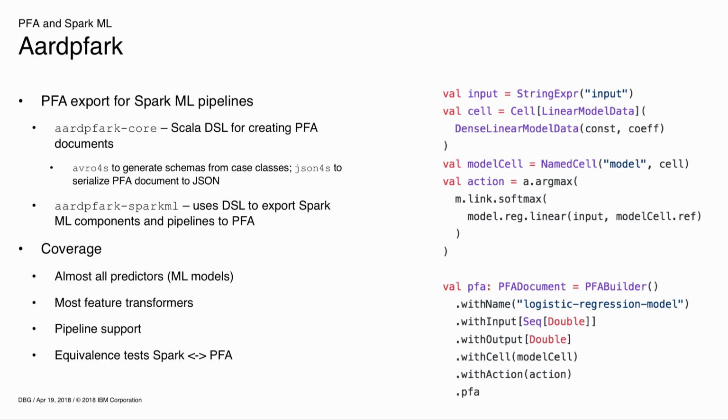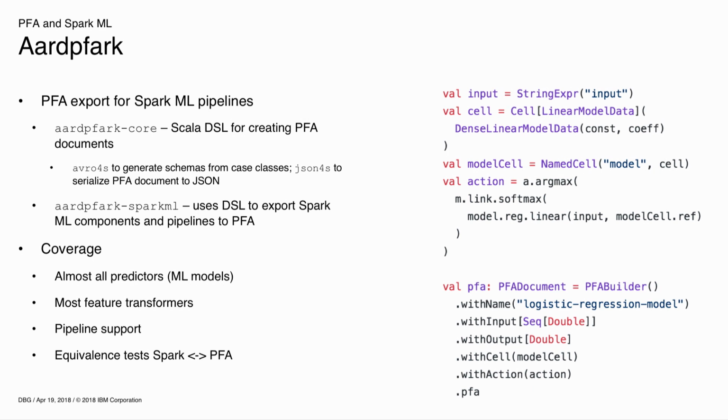So in terms of the status of Aardvark right now, it can export most Spark ML components as of 2.3. There are a few missing features, but most of the predictors, in other words, almost all the machine learning models, with the exception of some of the more advanced clustering models and some of the recommendation models, are supported. Most feature transformers, not all of them. There are no particular roadblocks, barring one or two. It's just a question of time to actually get them done.